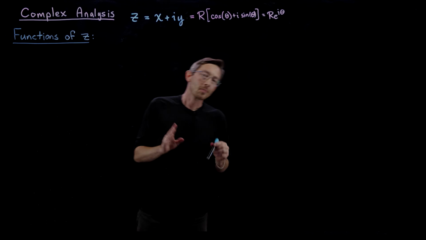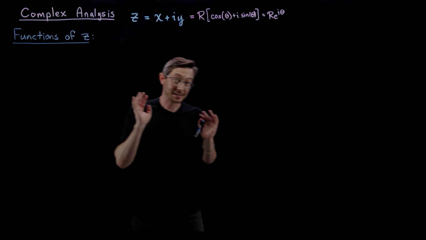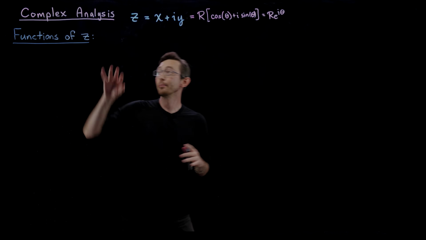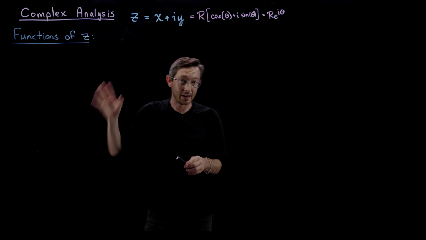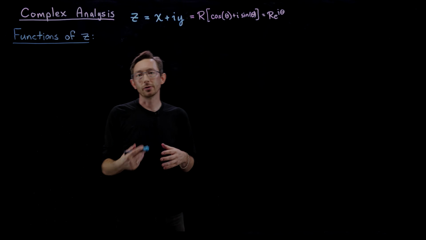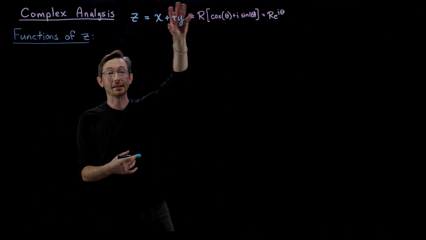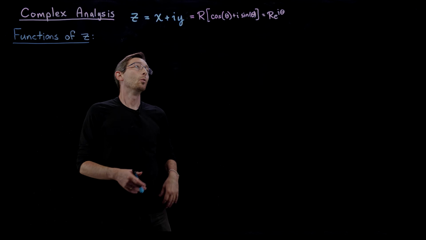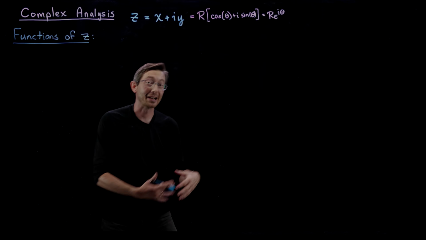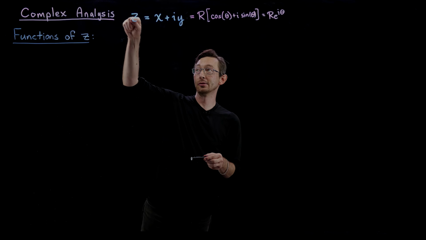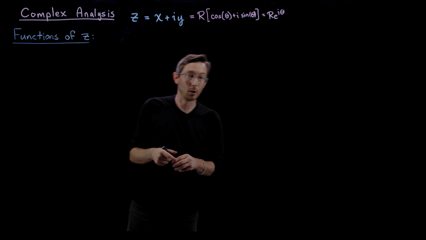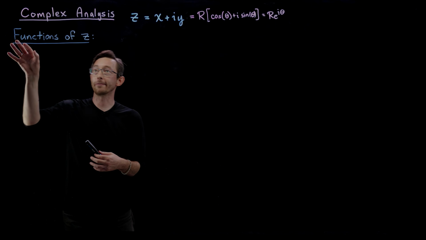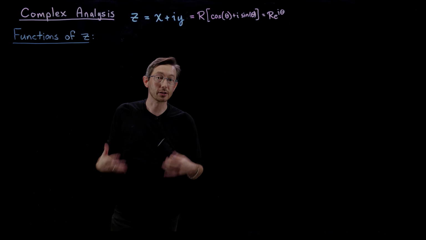Welcome back. Okay, so this is, I think, the third lecture in this series on complex analysis. We have introduced what we mean by a complex number, a number with a real and an imaginary part. We have started to talk about complex variables, this variable z equals x plus iy. And now I want to talk about functions of a complex variable, functions of z.